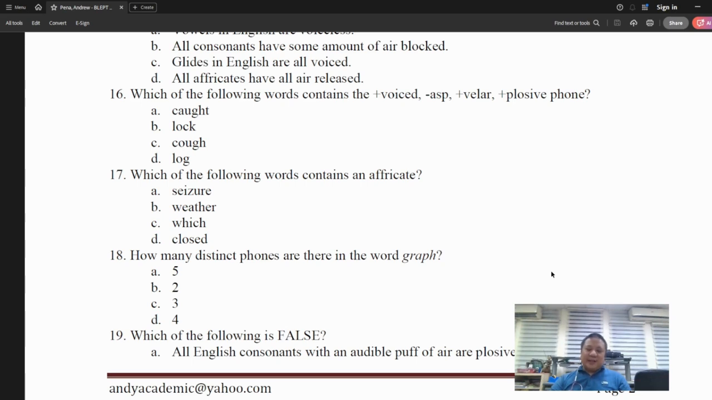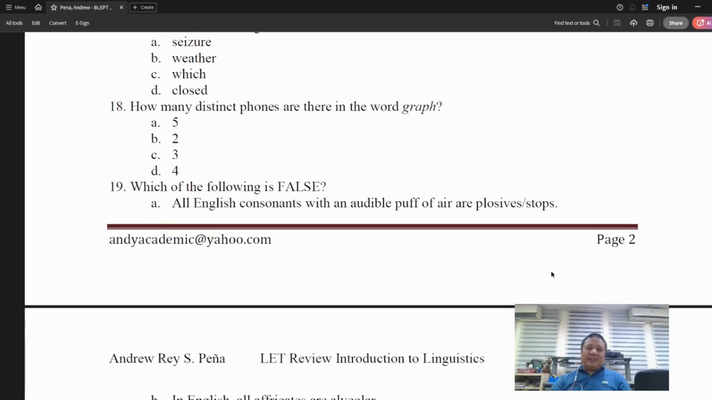The ch sound. 18. How many distinct phones are there in the word graph? So you have g, r, a, f. So it's 4. Okay, so the answer is D, 4.